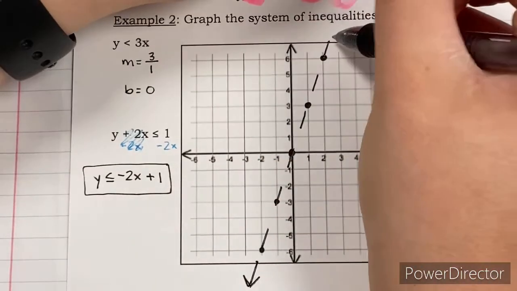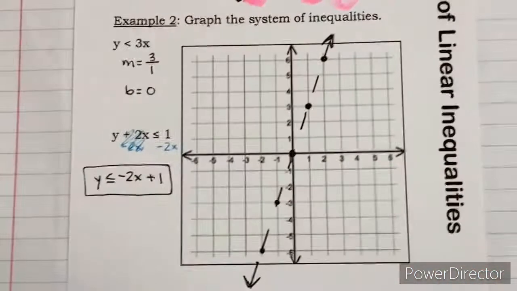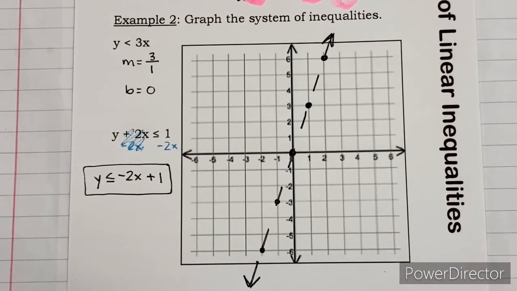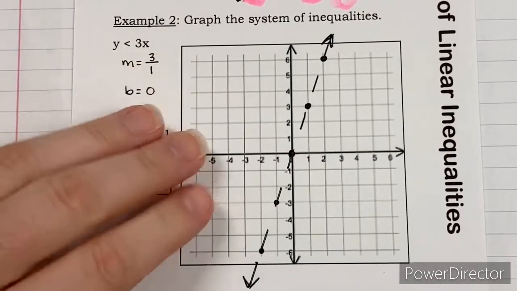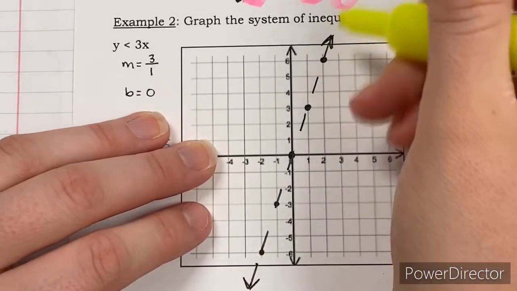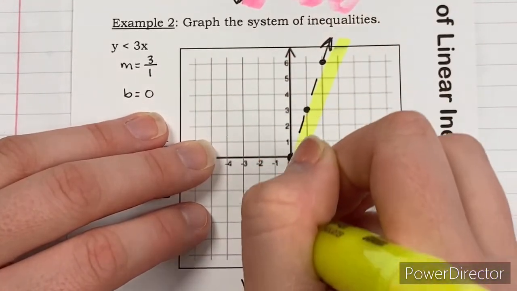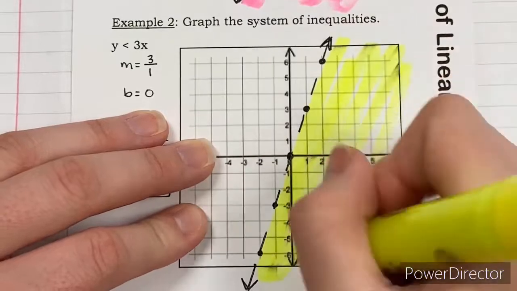there it is. And then I'm going to shade. Again, that's a less than, so I'm going to shade everything below this line right here. So I'm going to shade everything below.